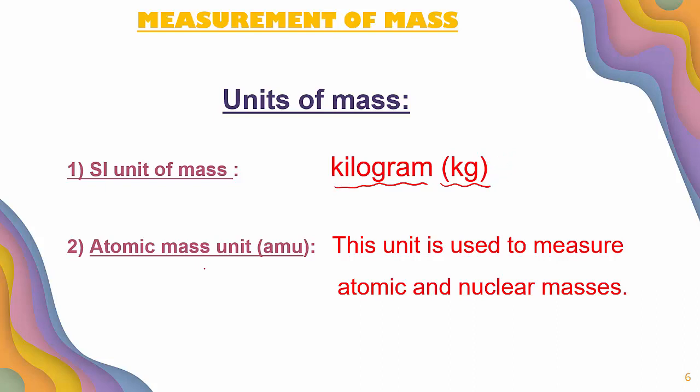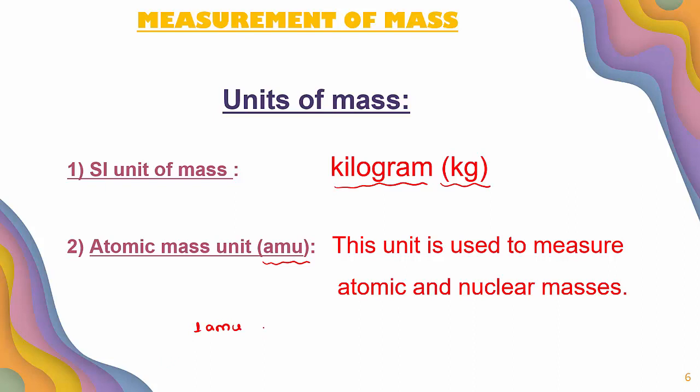And the second one is atomic mass unit. In short we can call it AMU. In chemistry, most of the time you are using the second unit, that is atomic mass unit. So this unit is used to measure atomic or nuclear masses. So 1 atomic mass unit, or 1 AMU.